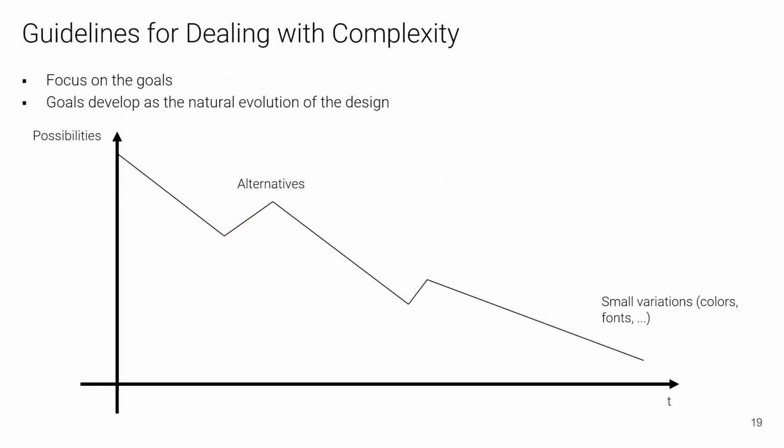This means that if we want to handle a high level of complexity, we need to focus on goals. These goals provide us with a natural evolution of the design. From left to right, we see the progression of time in the project. At the beginning, we have a lot of possibilities, and we slowly move towards the goal. Along the way, we still allow for larger changes to alternative paths. However, the further we progress in the project, meaning over time, the smaller the allowed changes should become. In the end, we might even get to things like colors or fonts on the agenda. In the end, we will no longer allow changes to the concept.